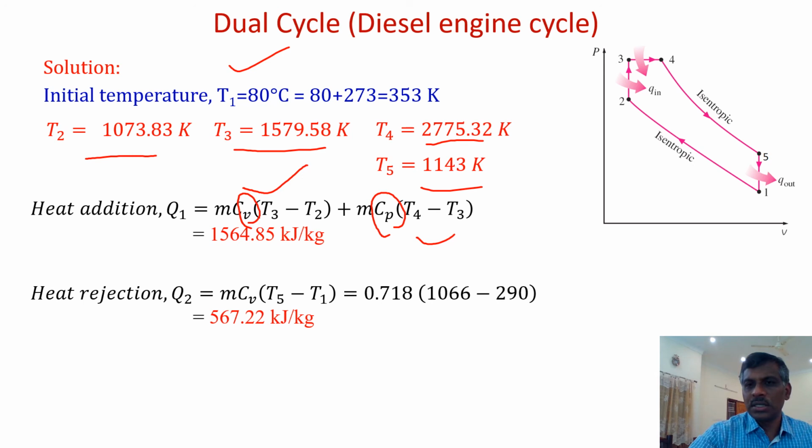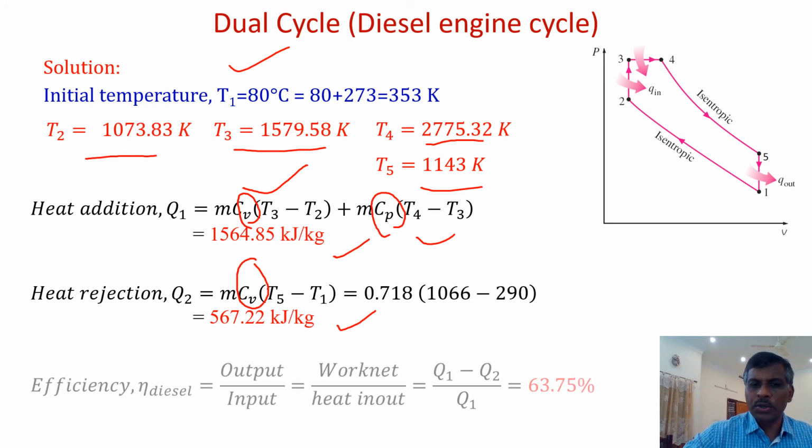And heat rejection is at constant volume, so you have to be careful with Cv, for process 5 to 1, maximum temperature minus the minimum temperature, the highest minus the lowest temperature in that process. So you can calculate Q2. Once Q1 and Q2 are known, efficiency is net work by heat input, not heat out. So it is Q1 minus Q2 by Q1, which is 63.75%.